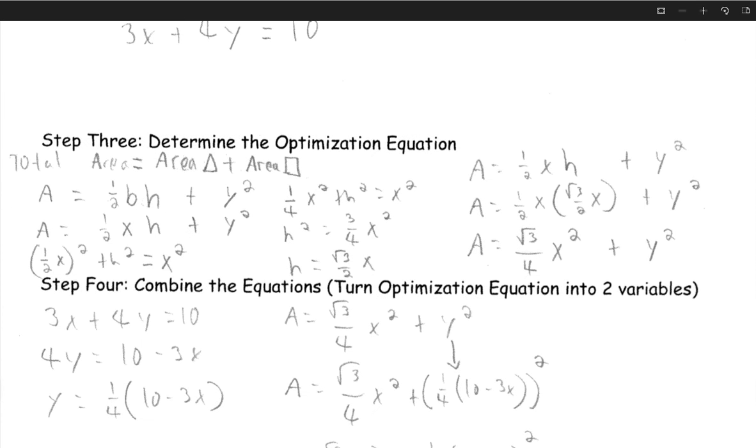So that's exactly what we're going to do. We're going to have 1/2 x squared plus h squared equals x squared. Get h by itself. This will become 1/4 x squared. We will subtract 1/4 x squared from both sides to get 3/4 x squared. 1 minus 1/4 is 3/4. Then we will take the square root of both sides.